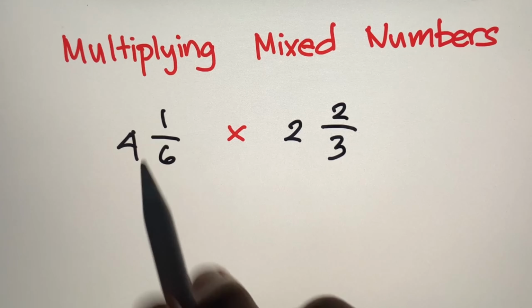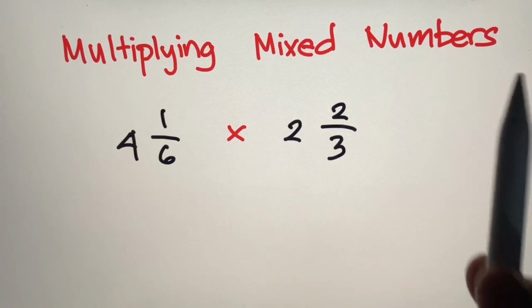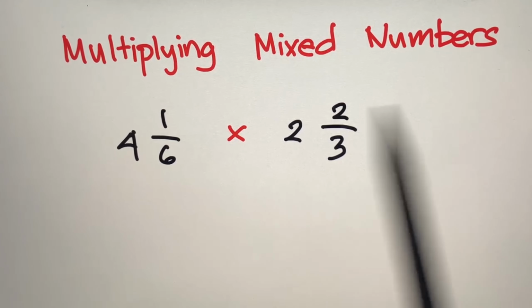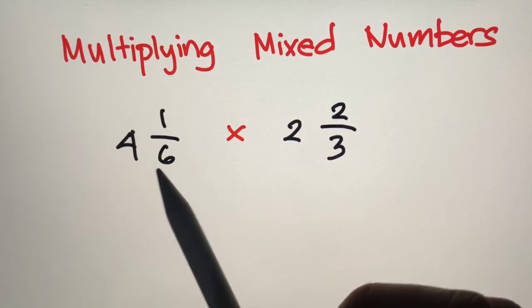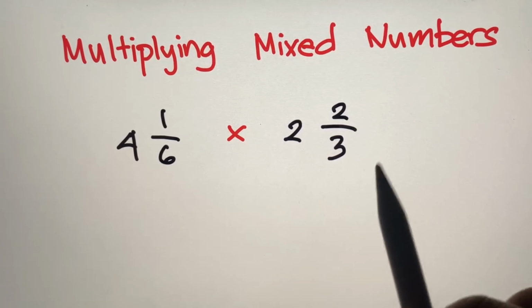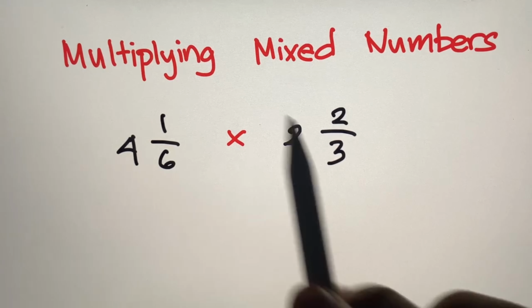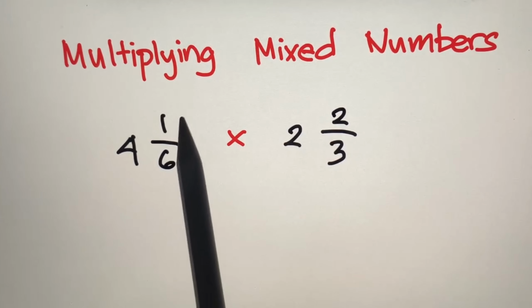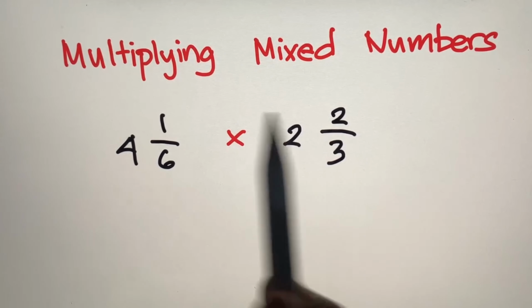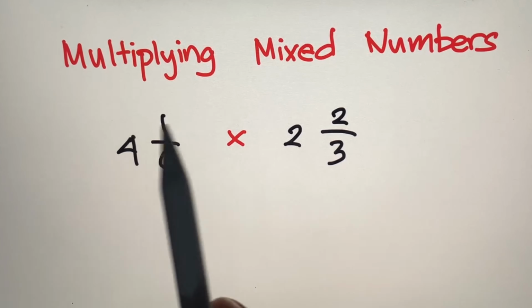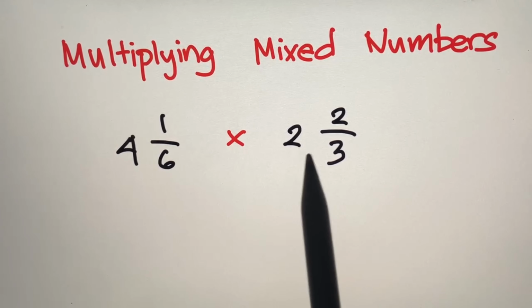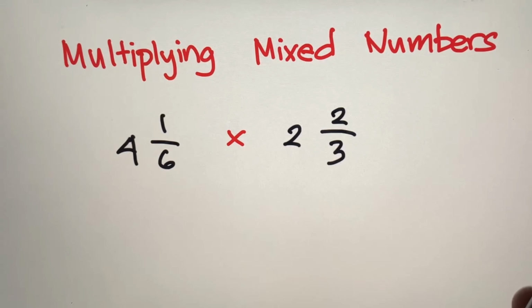We're going to multiply mixed numbers. This one is a mixed fraction: 4 and 1/6 multiplied by 2 and 2/3. In order to multiply this, we can't just directly multiply the numerator to the numerator and denominator to denominator of the mixed numbers. That would be an invalid way of doing this.